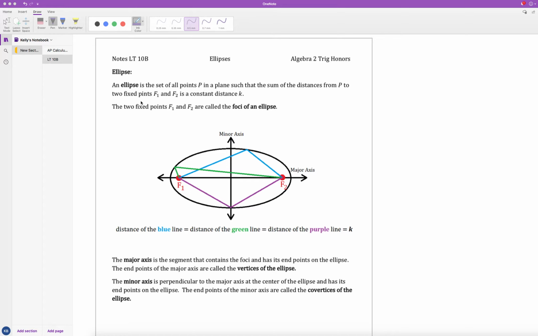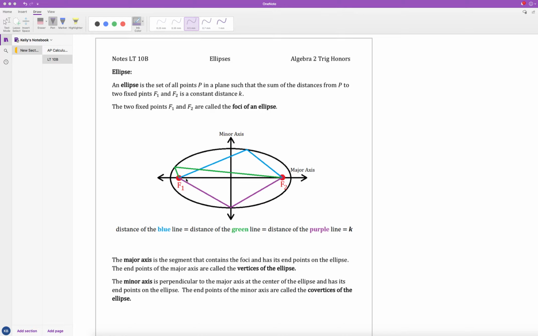Our formal definition says that an ellipse is the set of all points P in the plane, so all these points along this outer curve, such that the sum of the distances from a point P on the curve to two fixed points F1 and F2 is a constant distance K. Those two points F1 and F2 are called the foci of an ellipse.